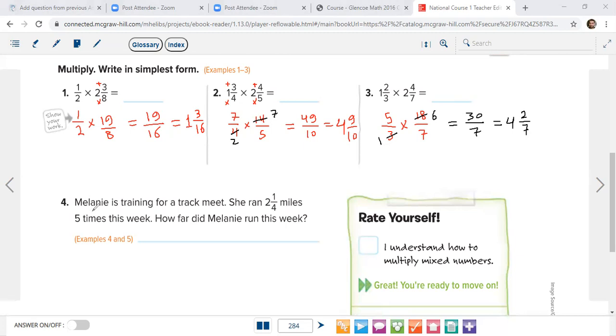Now for this problem, Melanie is training for a track meet. She ran 2 and 1 over 4 miles 5 times this week. How far did Melanie run? So it's like 5 times 2 and 1 over 4 means 5 times as a fraction. 4 times 2, 8 plus 1 is 9 over 4. So 5 is like 5 over 1. So 5 by 9, 45 over 4. This will give you 11 and 1 over 4 miles.